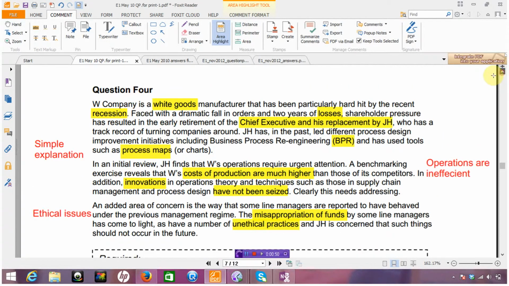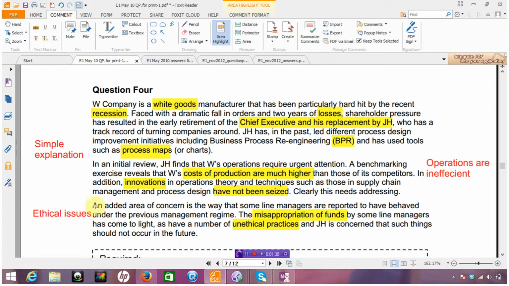You'll see that we have a white goods manufacturer who's experienced some losses and poor trading in recent years. They have a new CEO, JH, who has some experience in these areas of BPR and process maps. As a result of a lack of impact in these areas, we see that the company is clearly inefficient. Cost of production is much higher than competitors, and it looks as if JH, the new CEO, feels that they need to do something. The last point refers to ethical issues, which is Part C, which I'll be uploading a video on too.